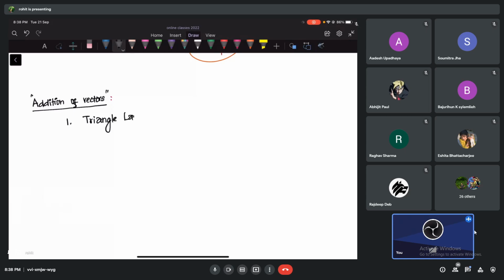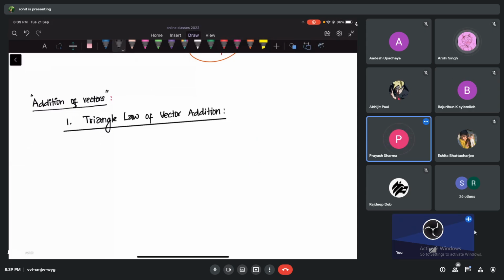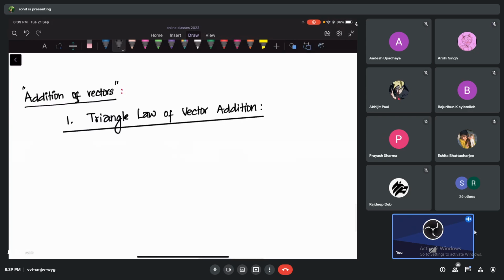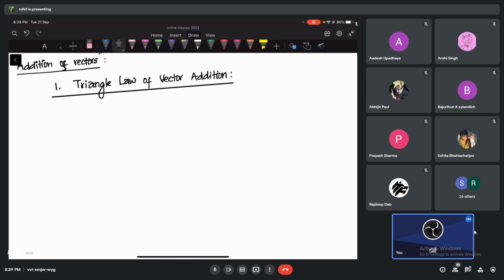Triangle law. Have you ever done this in your school already? Triangle law of vector addition. Have you finished this one? No, sir. Your school is still behind, I think. Okay, then you guys are advanced. So what is the triangle law of vector addition? I'll explain the detail very nicely.